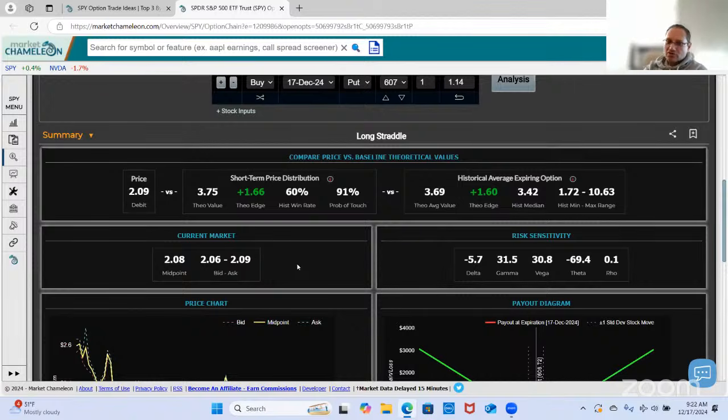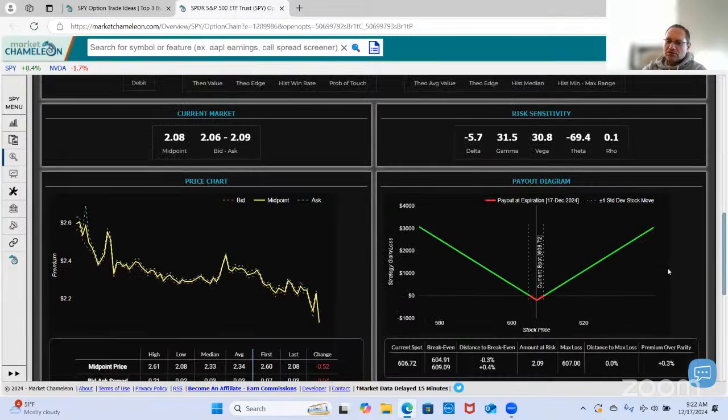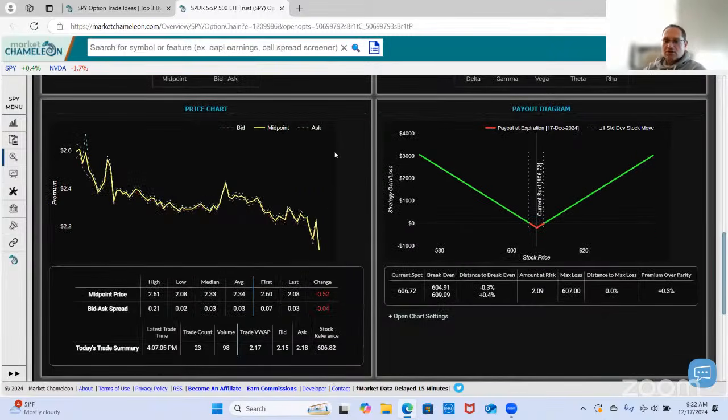Anytime you buy it lower, that's less risk than if you paid more, and potentially more reward if it goes in your favor. So that's the bid-ask spread. This shows us the sensitivity of this strategy relative to the strategy's Greeks: delta, gamma, vega, theta, rho. Let's move down here. This graph shows us how this particular straddle performed on the day.